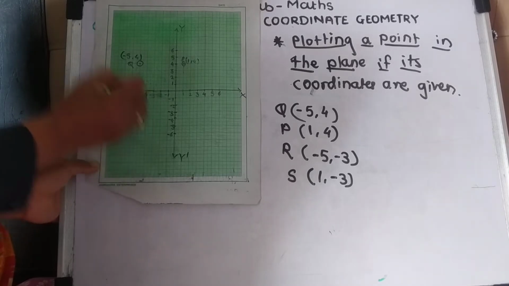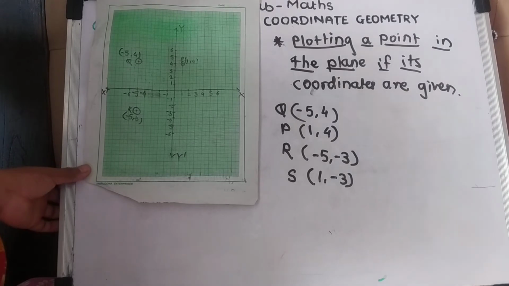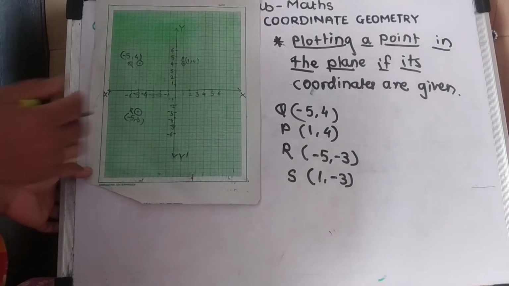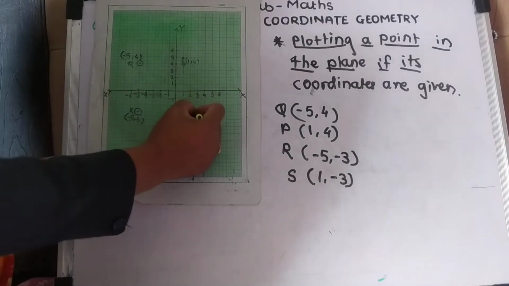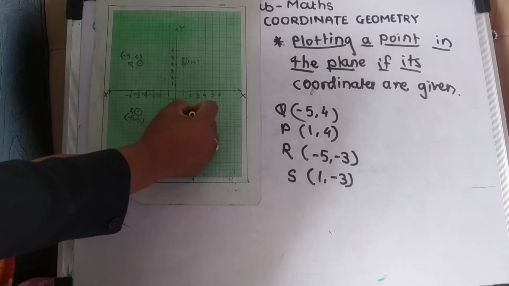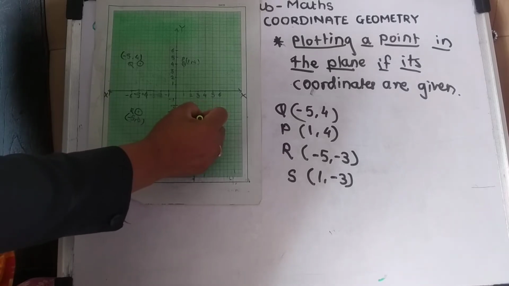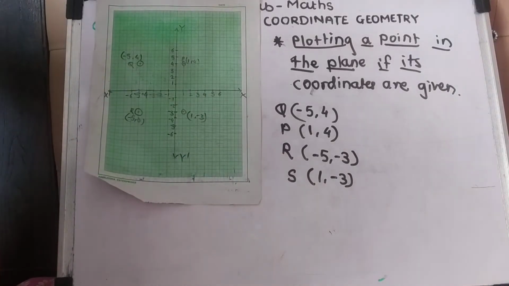This is the R point. And the S point is what? 1 and -3. So 1 and -3 will come here in the fourth quadrant, that is 1, -3. Got it? Now we will join these points.